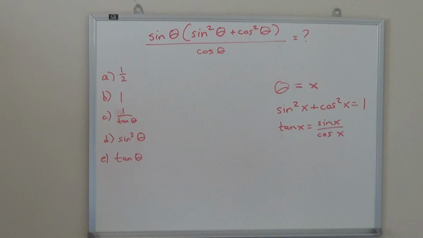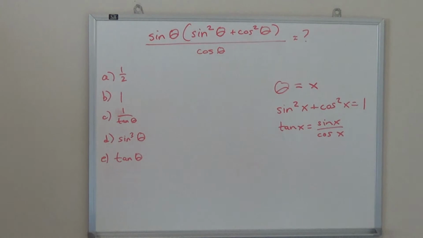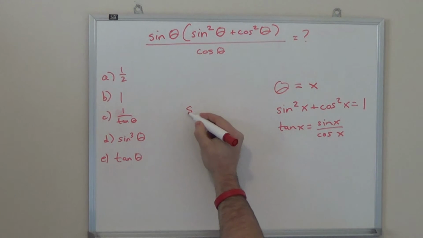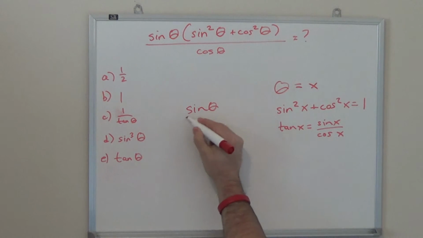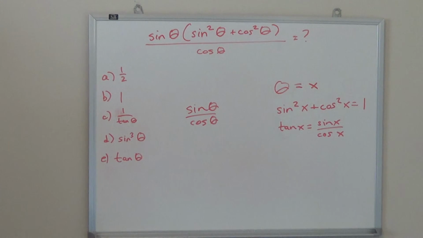So let's see what this is though. Well, as soon as I see that sine squared plus cosine squared, heck, I know that's 1, right? So really, if this is just 1, isn't it just sine over cosine? Which again, that's not there. You're just going to have to know. This one, you just have to know them. Tangent is sine over cosine. Thank you very much.